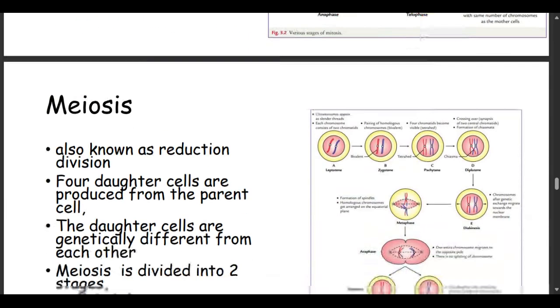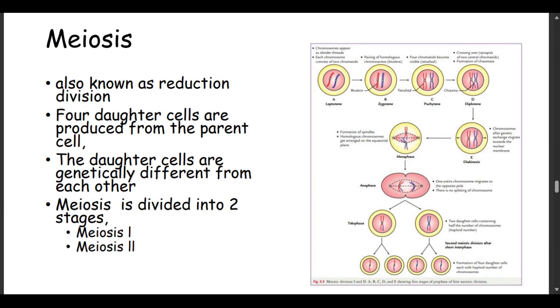And lastly, we're going to talk about meiosis. Meiosis is also known as reductive division. This is of particular interest, especially going into the next topic that talks about gametogenesis, processes that occur in spermatogenesis and oogenesis.